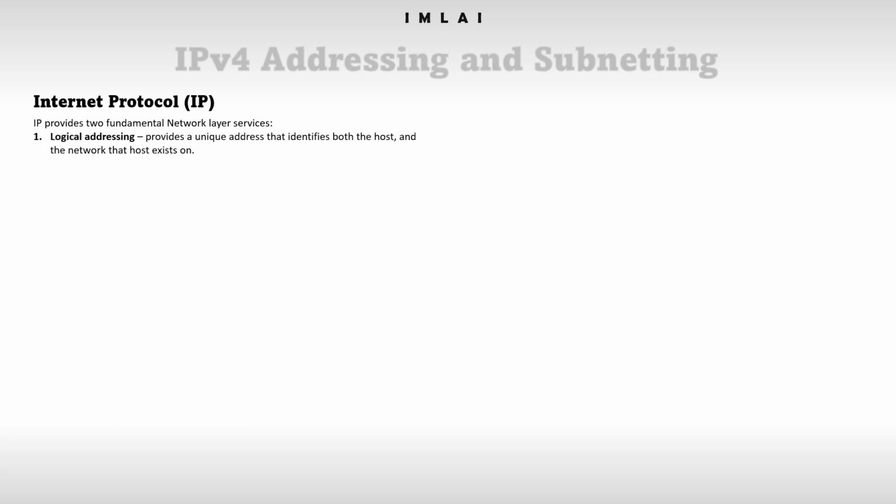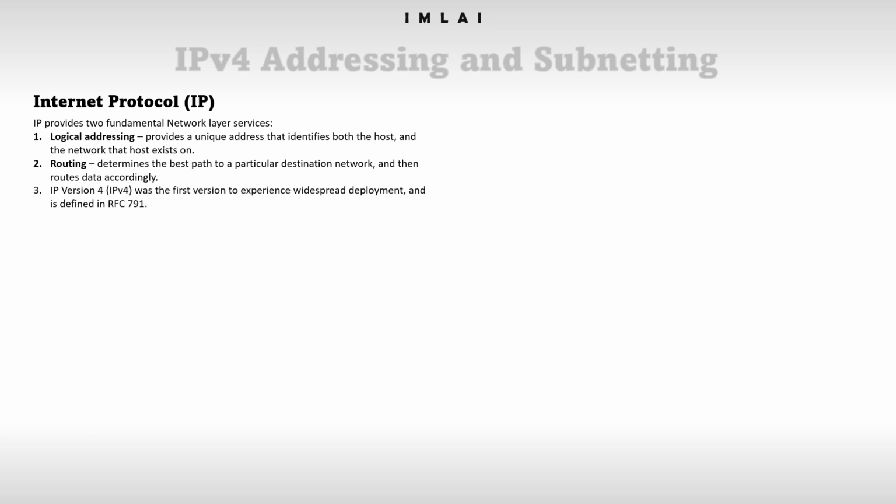First one is logical addressing. Logical addressing provides a unique address that identifies both the host and the network that host exists in. And routing. Routing determines the best path to a particular destination network and then routes data accordingly.